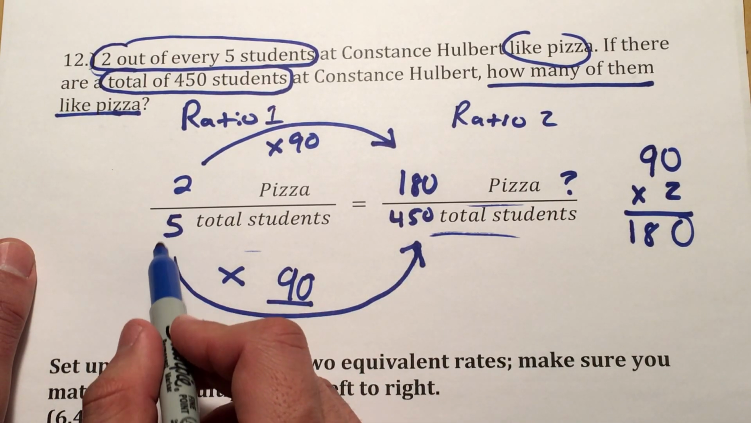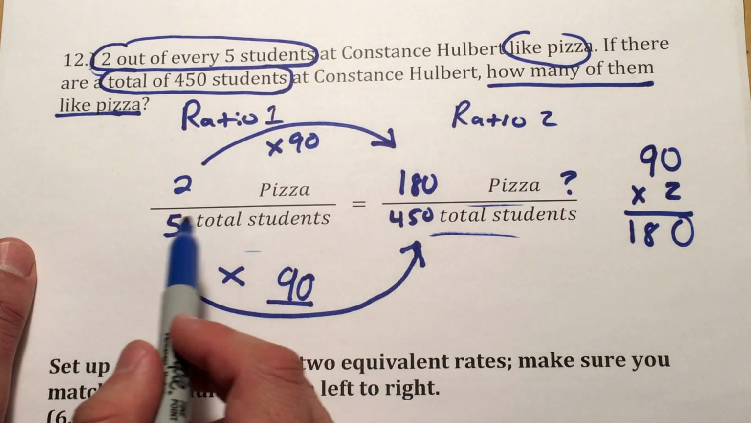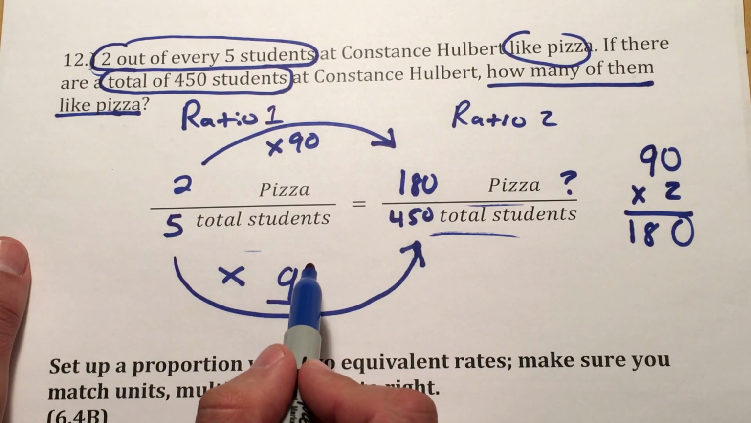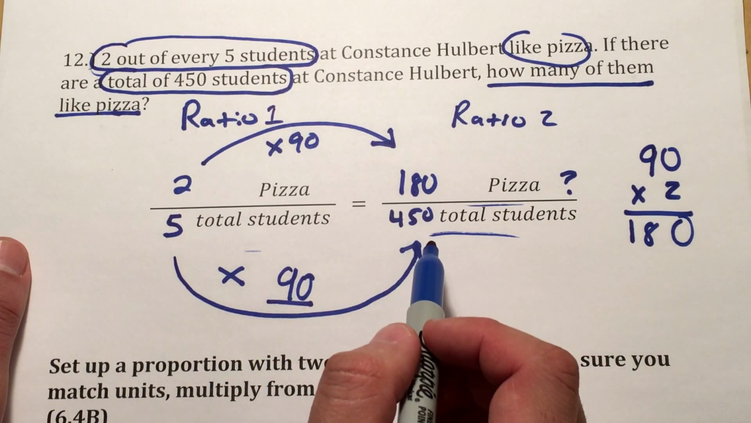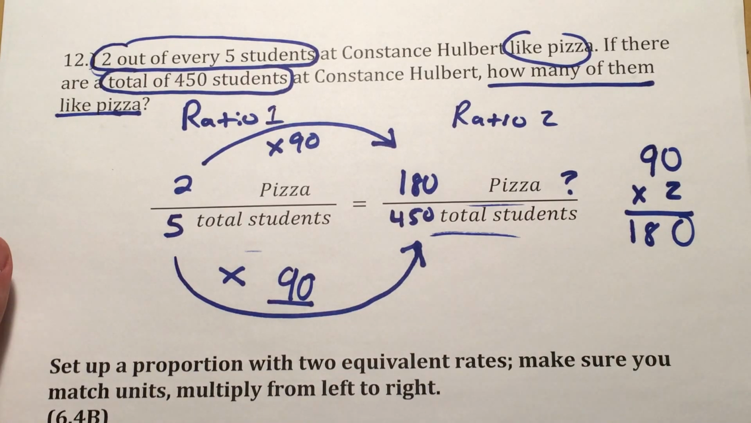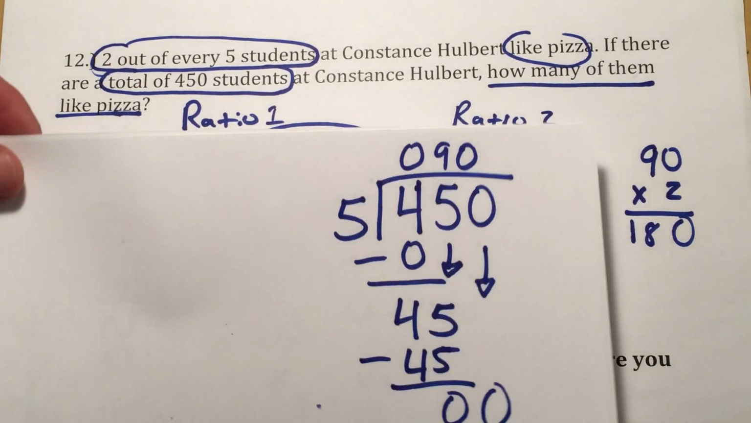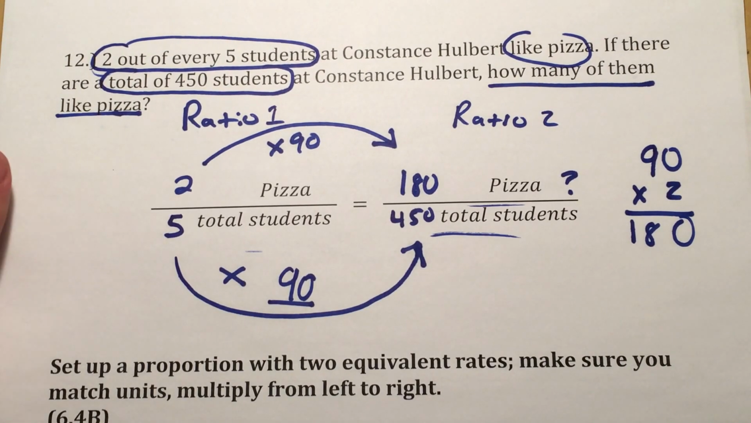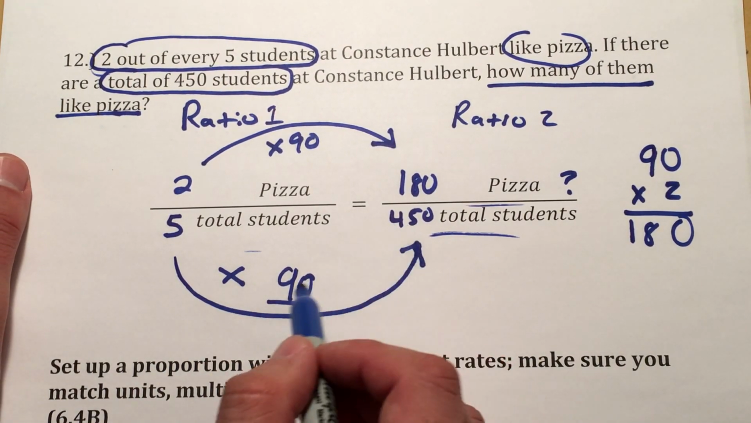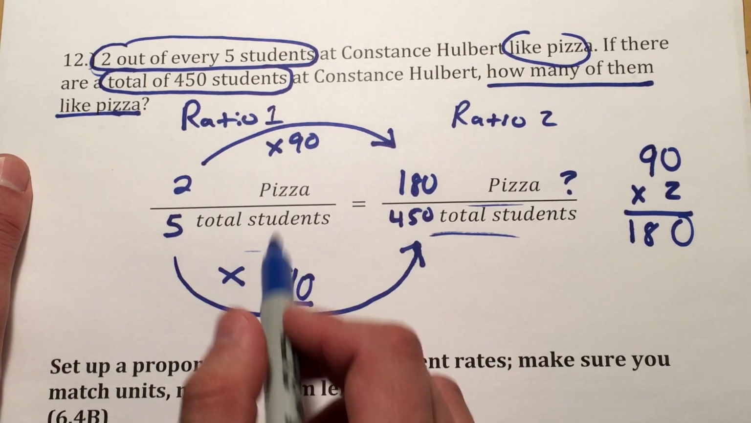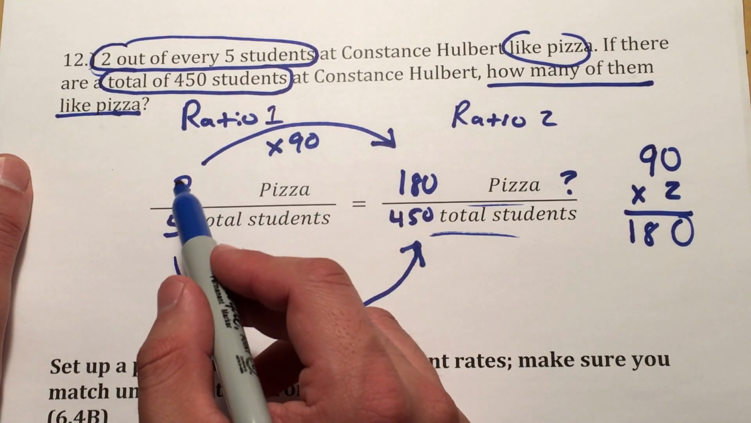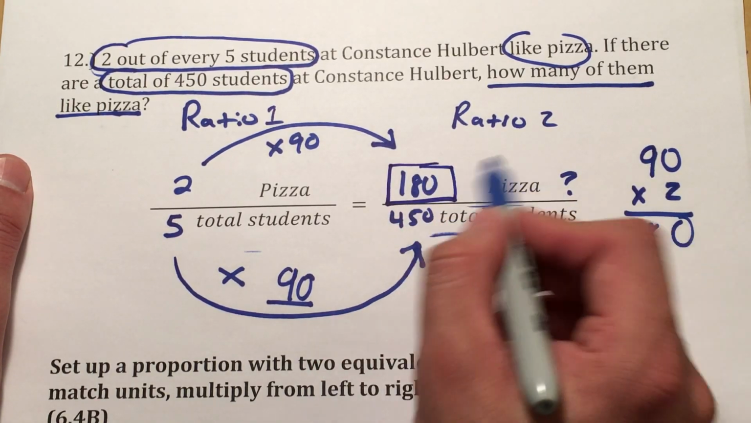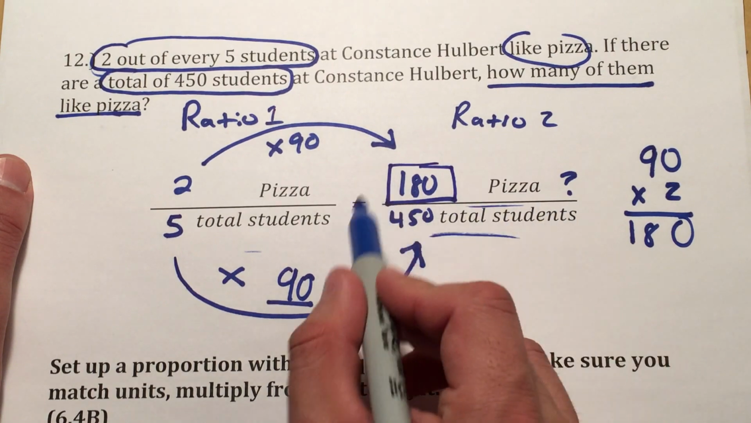We're saying, how do we get from 5 to 450? Or in other words, 5 times one number is going to give us 450. We didn't know what that number was, so what we ended up doing is we used the inverse operation and we divided 450 by 5. You guys see that? And we got 90. And so 5 times 90 is 450. And whatever we multiply the bottom by, we have to multiply the top by that. 2 times 90 is 180. So 180 students would like pizza if there was a total of 450 students.